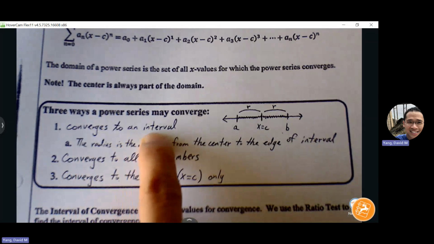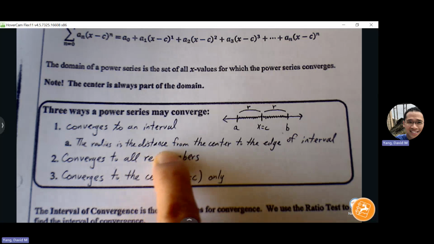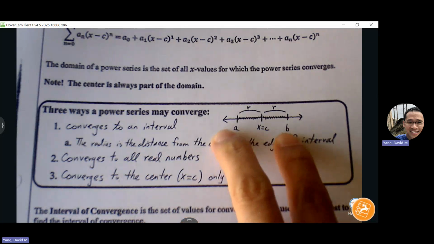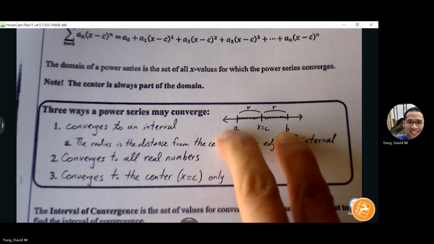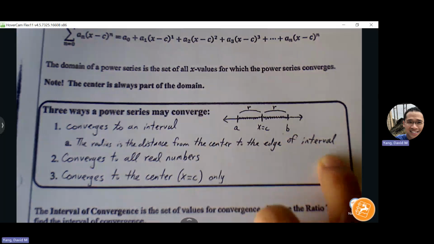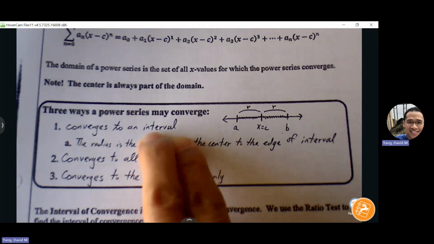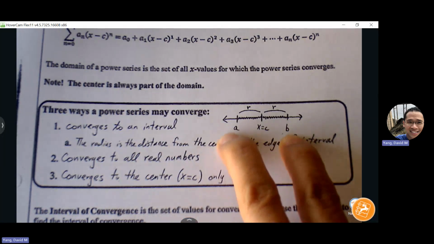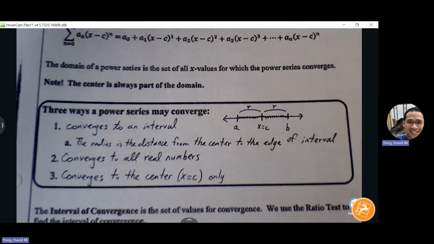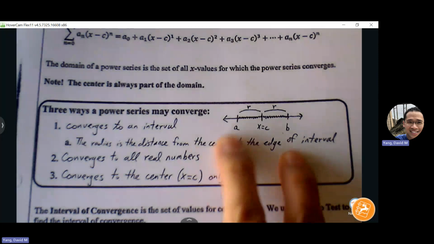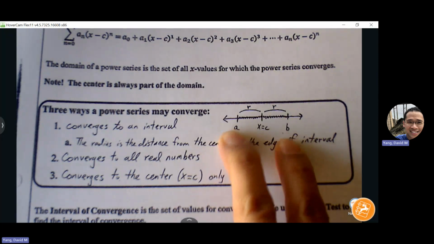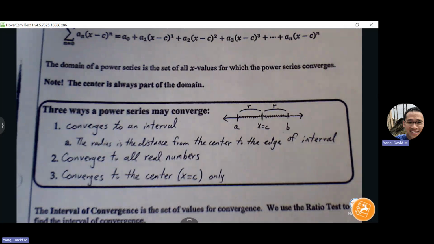So it can converge on an interval. The radius is the distance from the center to the edge of the interval. The thing we have to watch out for is when we find that interval, we always have to make sure we test the endpoints, because the endpoint may or may not converge. And so we have to look at each endpoint individually. We can't assume that if one side converges, the other side is going to converge. The endpoints are always going to be independent of each other. So when we find our potential interval of convergence, we still have to make sure we test our endpoints.